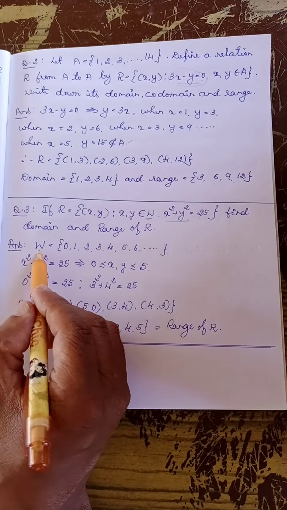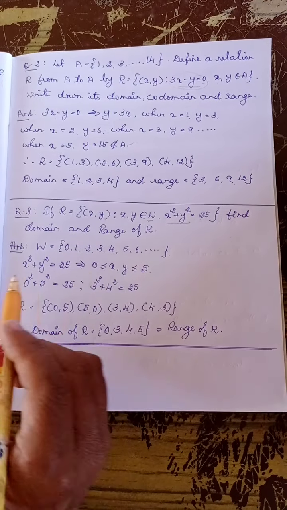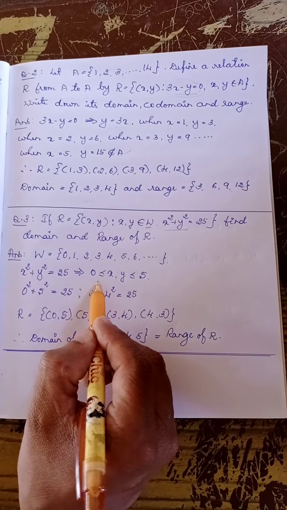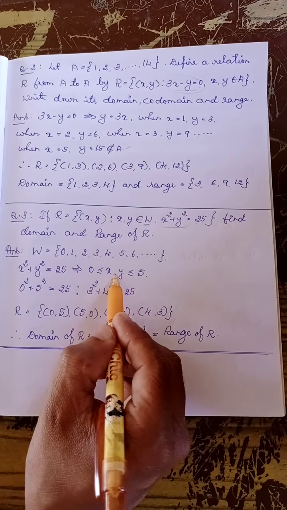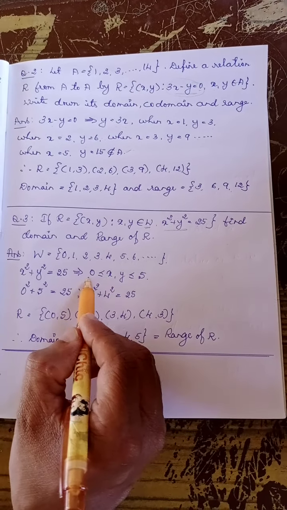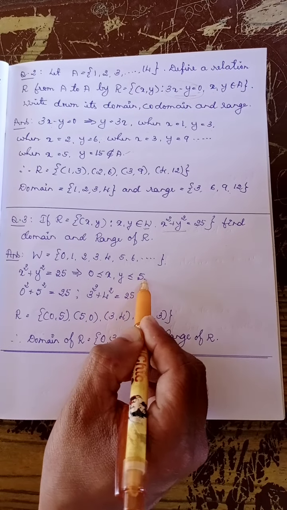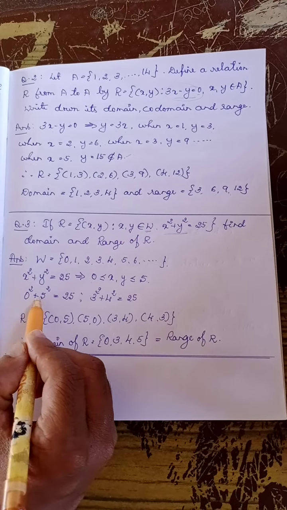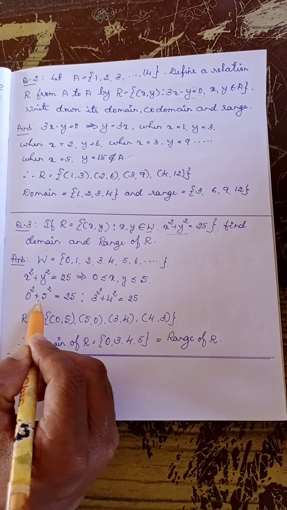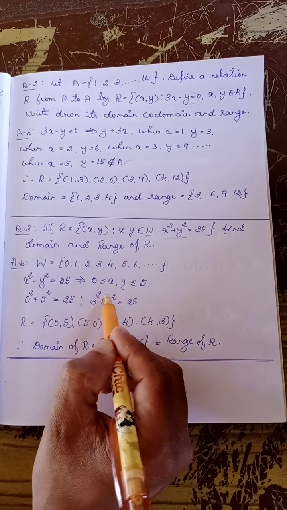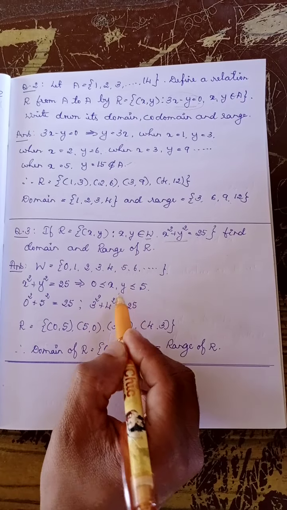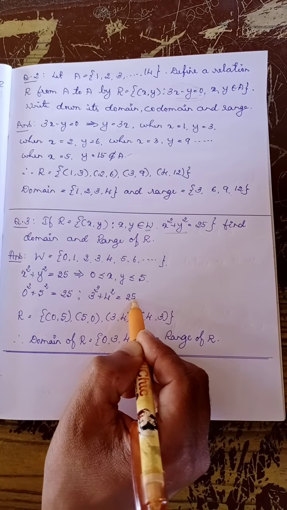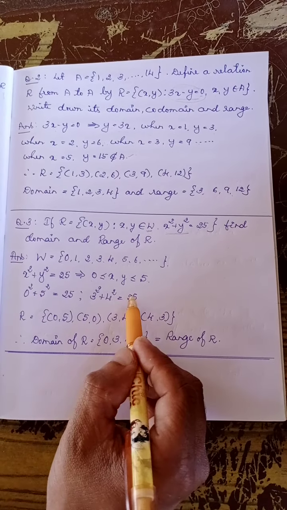See, the set of whole numbers W is equal to 0, 1, 2, 3. x squared plus y squared is equal to 25 is given. That means the values of x and y should be greater than or equal to 0 and less than or equal to 5. So when we choose x is 0 and y is 5, that is 0 squared plus y squared is 25. And also when we choose x is 3 and y is 4, that is 3 squared plus 4 squared, 9 plus 16, is 25. So other values do not exist here.